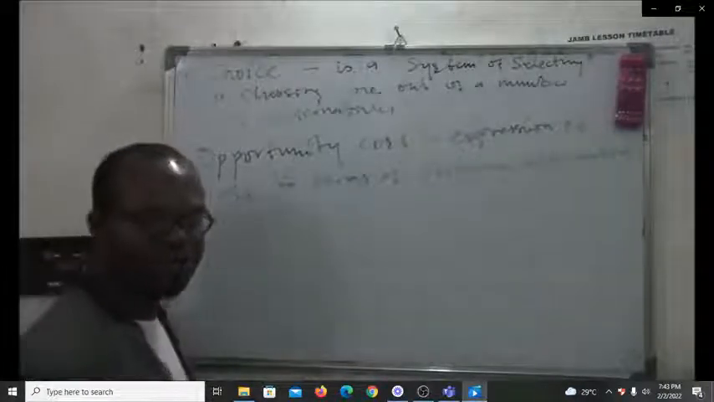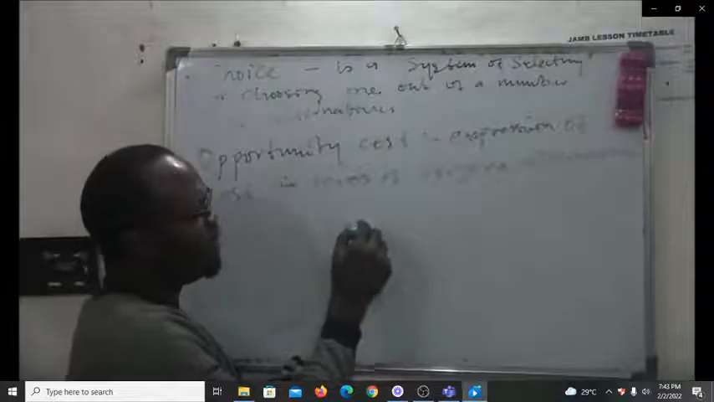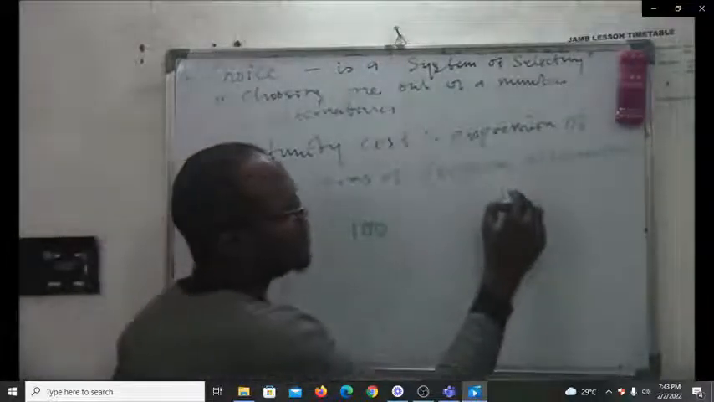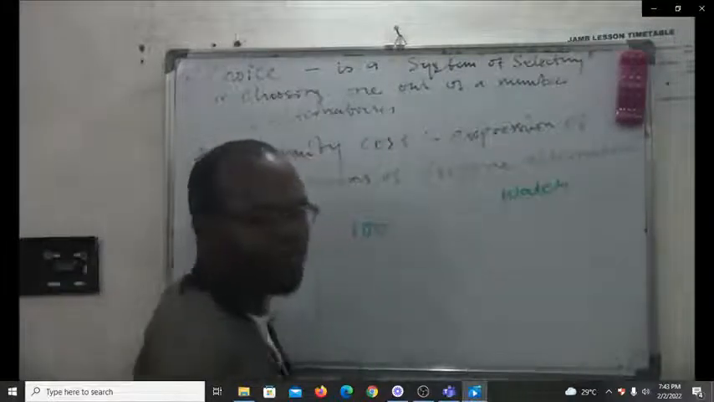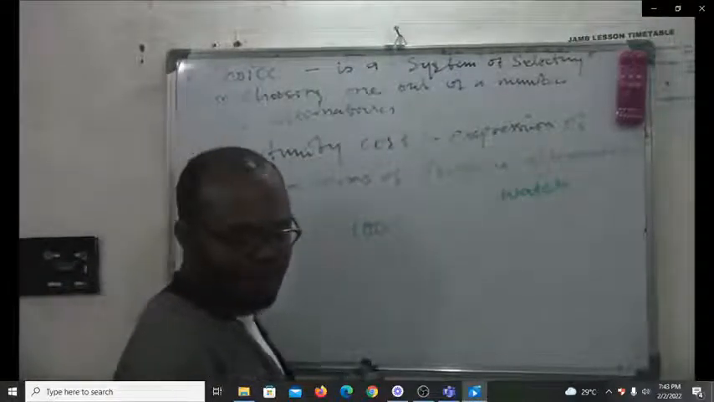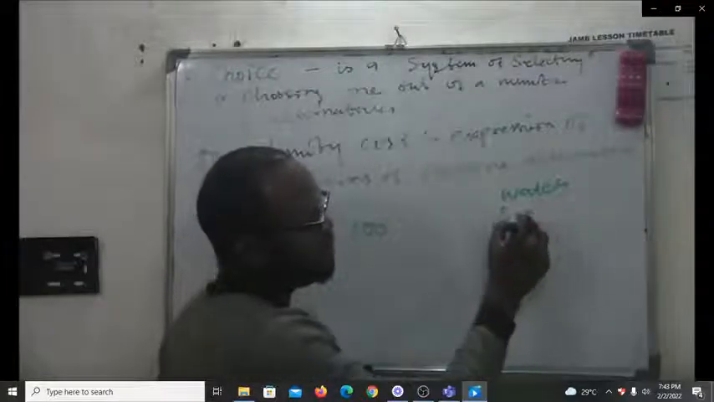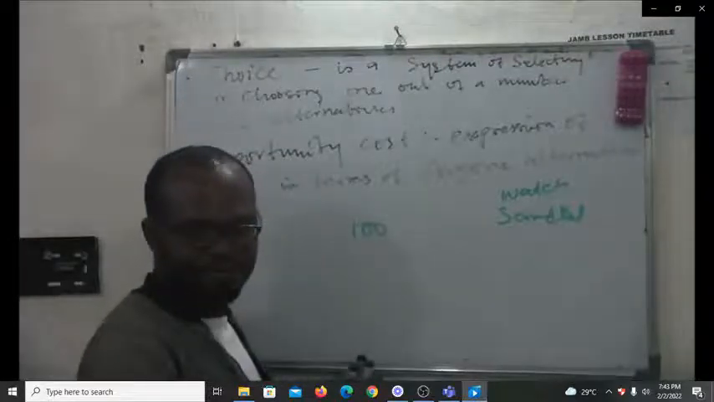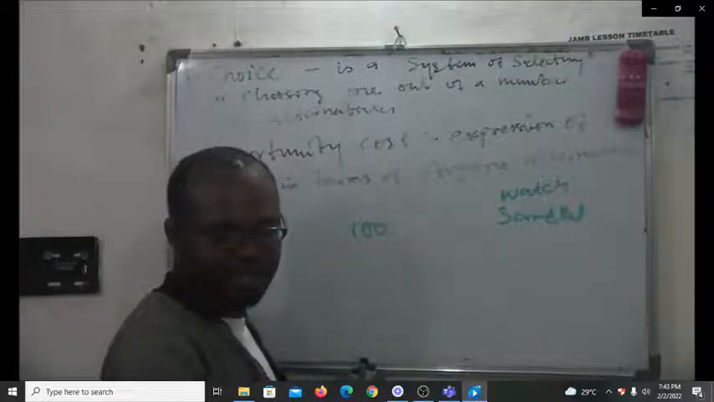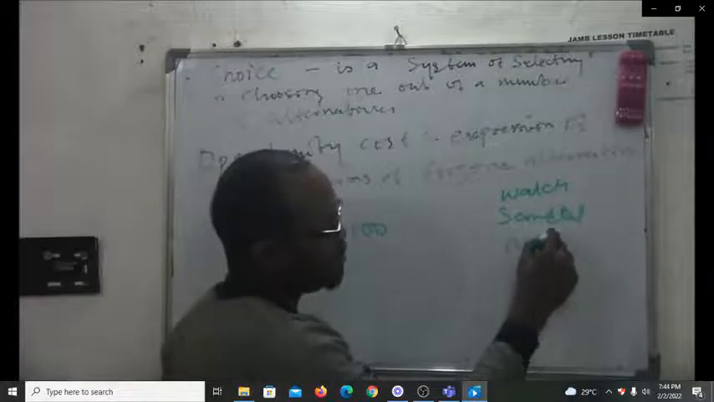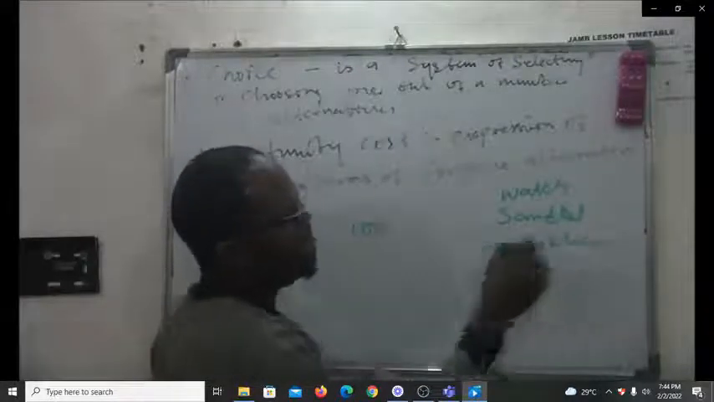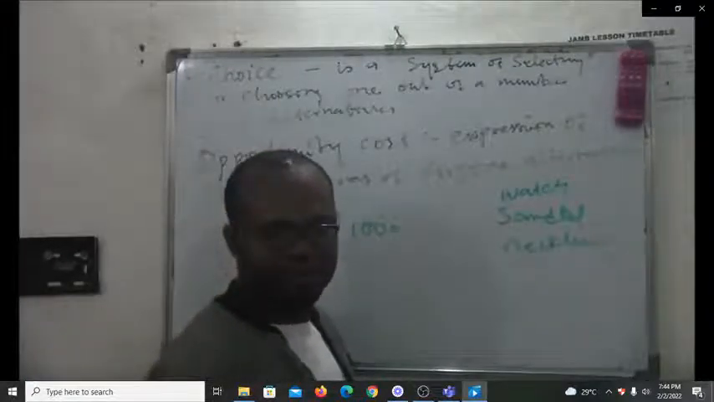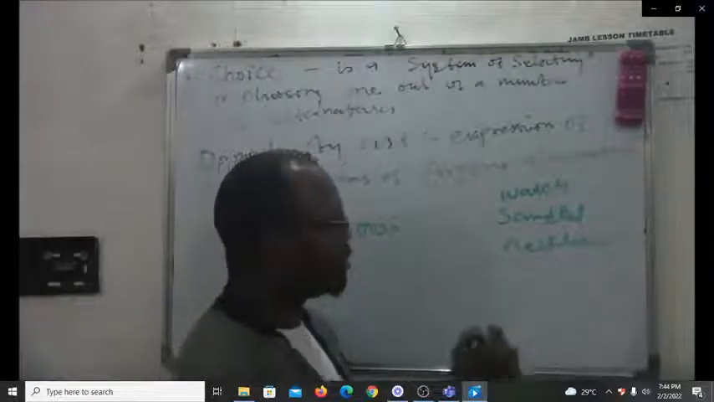Now, Bookie, you have 1,000 naira. And you want to have a watch. This is your list of wants. Watch. You want to buy a sandal. Want to buy a necklace. You have 1,000 naira. You want to buy all this. And possibly you want to buy a sunglass.